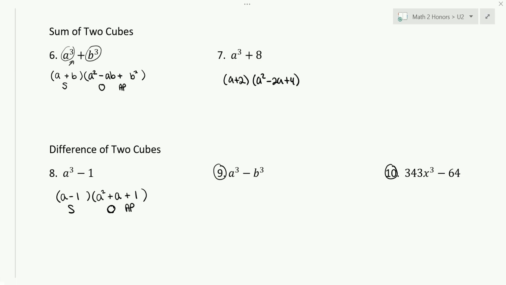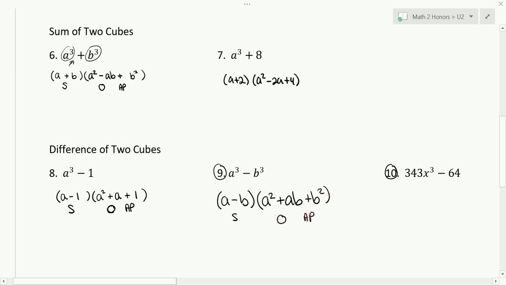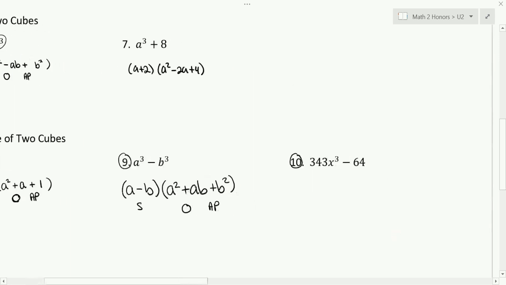Okay, so number 9, what are we getting? What's the first factor? A what? A minus b. Same sign, right? And then the second factor, a squared plus ab plus b squared, because you've got the opposite sign here and always positive here. And then 10, you had to know that 343 is what to the third power? 7 to the third. 64 is 4 to the third power, so we use that to help us.